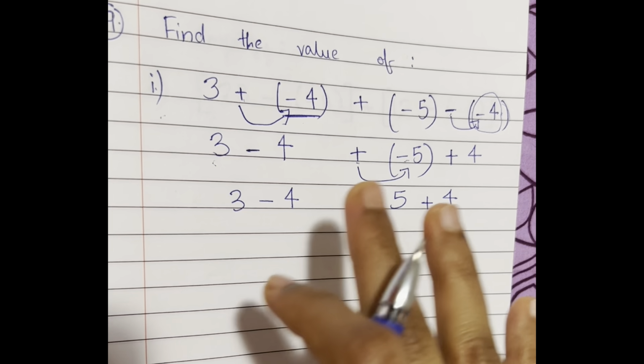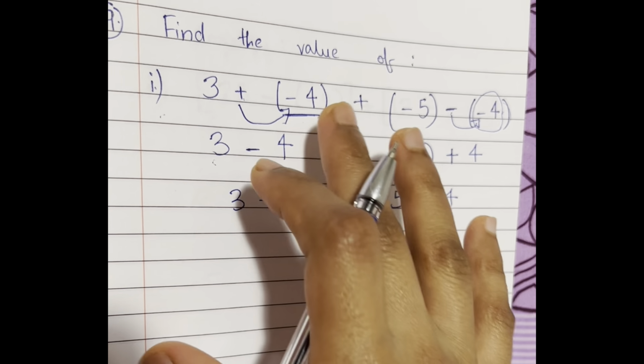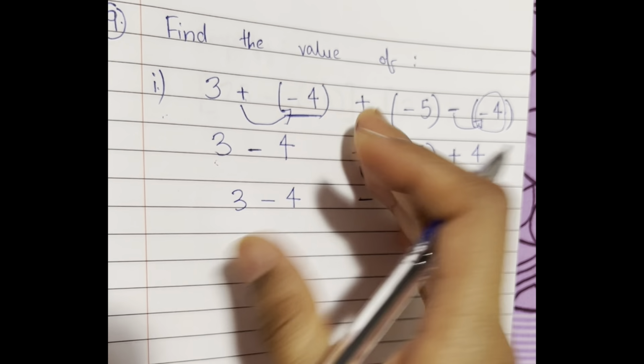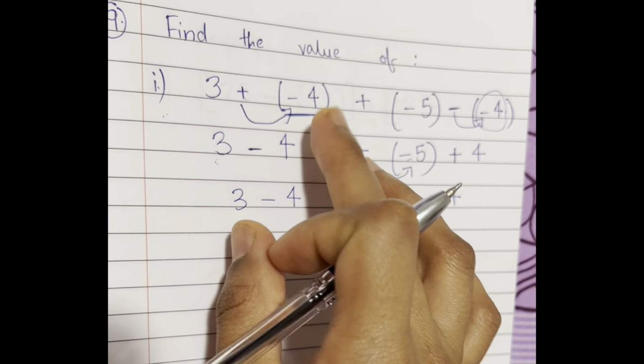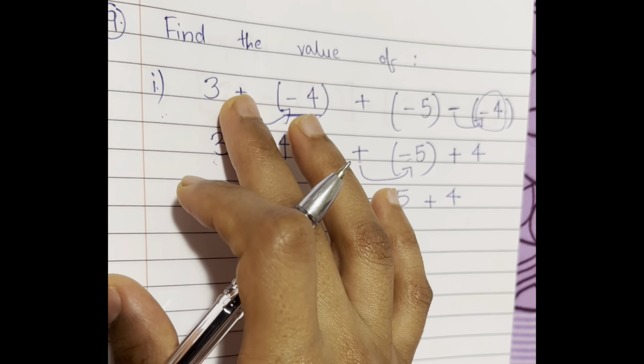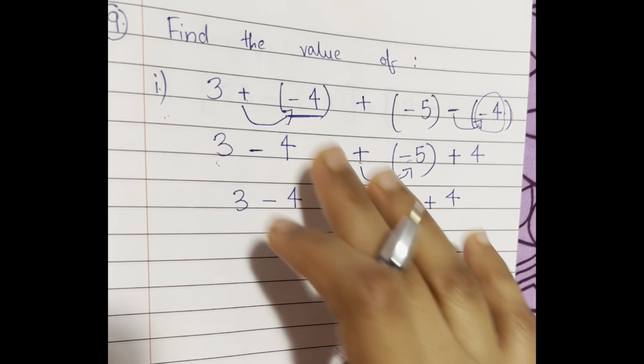So first of all, wherever you see a bracket, you have to solve what comes inside the bracket and make it a single term. Here already single terms are there inside the bracket. Then only you can take the sign inside the bracket. That would be easier.